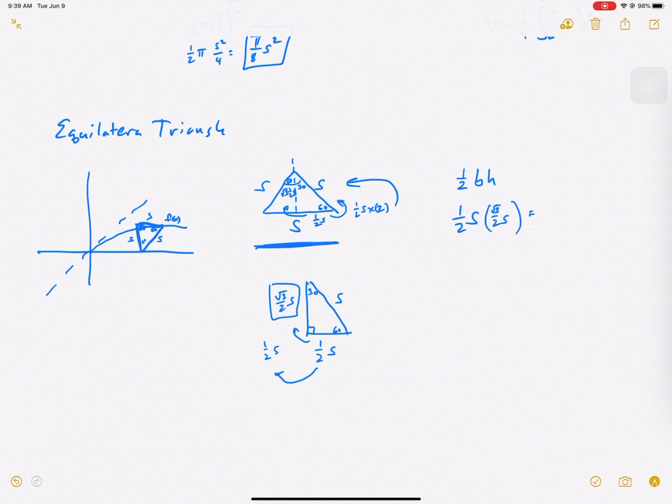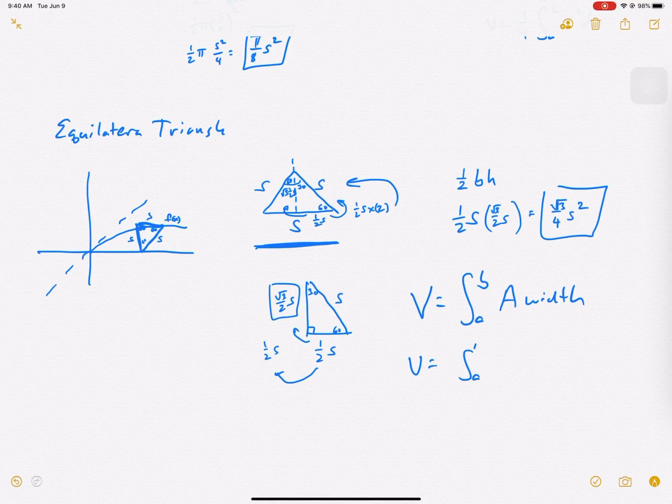So let's write this in a nicer way. We have 1/2, so 1 over 4, square root of 3 on top, and S squared. So this would actually be our area equation for any equilateral triangle if you know what the base is. So our volume equation for this, since we're adding up the area from A to B, we're adding the area times a little bit of width. So our volume is the integral from A to B of square root of 3 over 4 S squared.